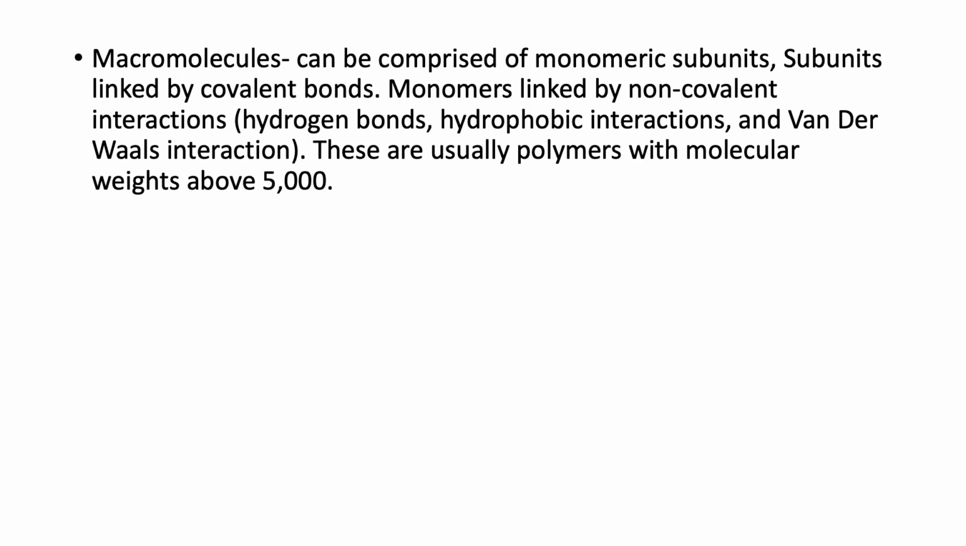So macromolecules that you get can be comprised of monomeric subunits. The subunits can be linked either by covalent bonds or by non-covalent bonds, such as hydrogen bonds, hydrophobic interactions, and van der Waals interactions. And these are polymers, and they have molecular weights of about 5,000.